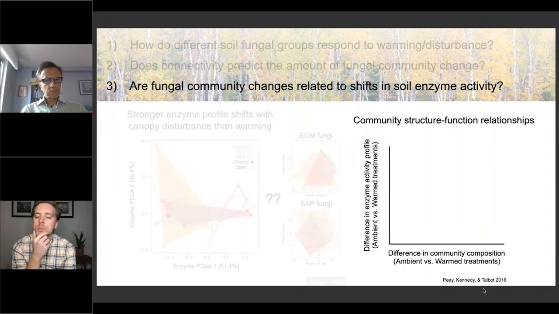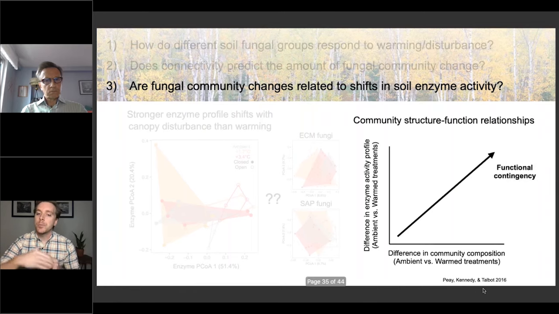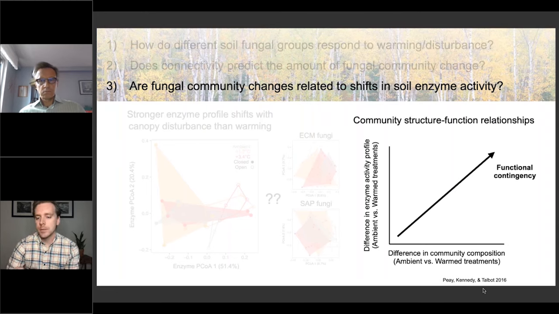So one framework we can use to explore this is looking at differences in community composition between the two treatment types on the x-axis versus the difference in enzyme activity profiles on the y-axis. So basically relating the Bray-Curtis of microbial communities to the Bray-Curtis of enzyme activities. If there's a positive relationship, this would suggest there's some functional contingency in the community. So with greater community changes comes greater functional changes, suggesting that certain members in the community do separate and unique functional activities contributing to enzyme profiles.